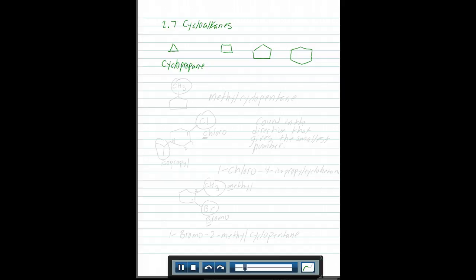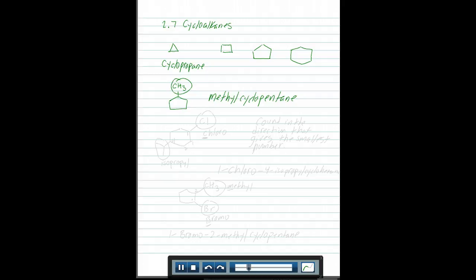So to continue with the naming, let's say we have this compound. Very simple. This is our substituent. Our parent is a cyclopentane. So this would be methylcyclopentane. Okay, if you have a chlorine, chlorocyclopentane. All right, whatever group you have.